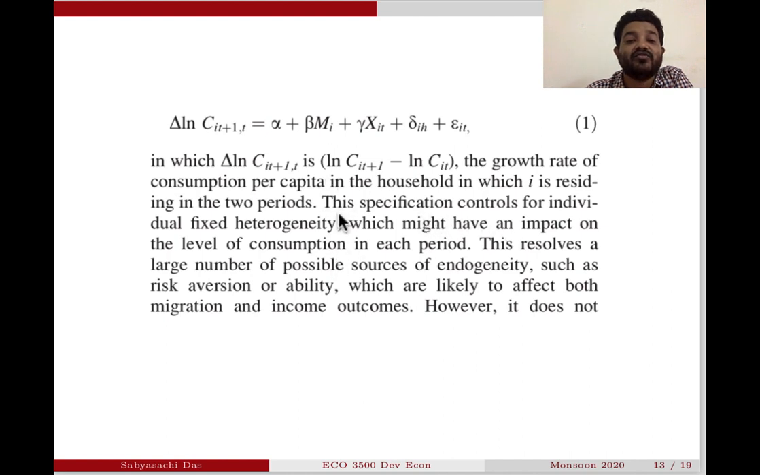Basically, what this allows us to do is check the growth in consumption as a function of whether you migrated or not, and a whole host of individual specific factors, and you put in household fixed effects. Okay. So you put in a household fixed effect, meaning that you are comparing individuals within households. So all household specific differences have been cancelled out. Okay. So that's what they say.